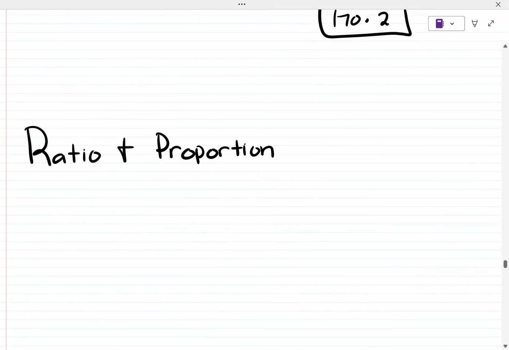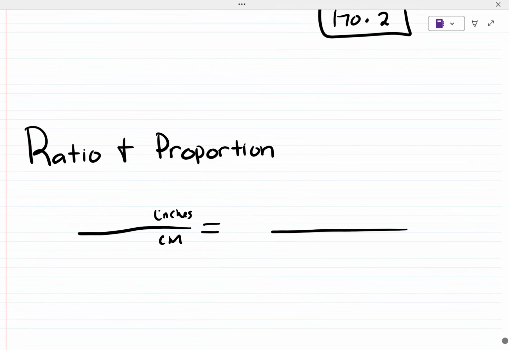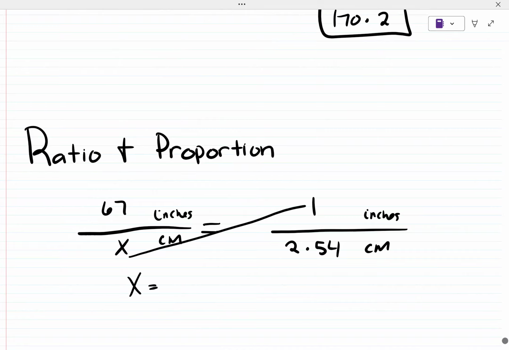Ratio and proportion, fraction, inches on the top, centimeters on the bottom. So we were given 67 inches, and the unknown was centimeters. And then for 1 inch, there's 2.54. So cross multiply, 1 times x is x, and then it's 67 times 2.54. And you get 170.18, and then round to the nearest tenth, it's 170.2.